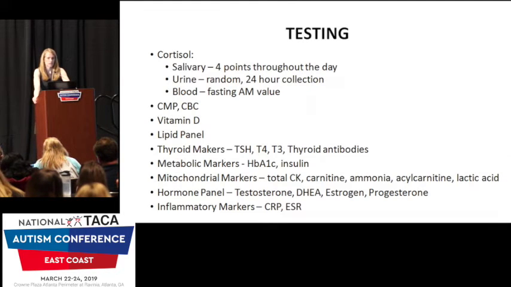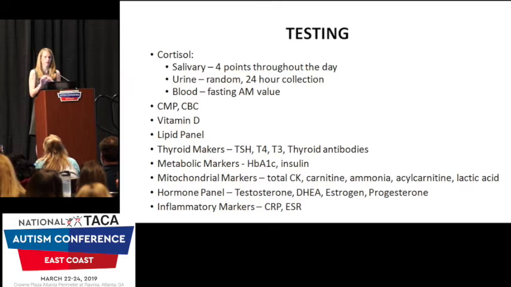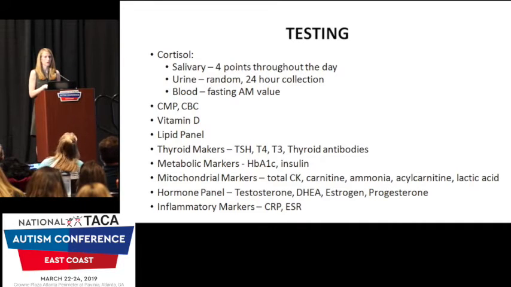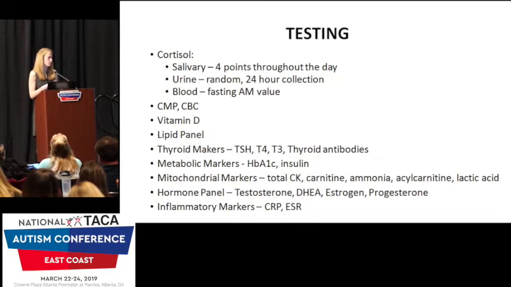So how do you go about testing? Cortisol can be tested in 3 different ways. First is saliva, and this is taken at 4 points throughout the day. So usually within about 30 minutes of waking up, early afternoon, late afternoon, and then in the evening. This will allow us to plot that graph that I originally showed you in the earlier slides. Also, you can do a random urine, but it has to be a 24-hour collection, and this can somewhat be difficult for some of our kids for many reasons.